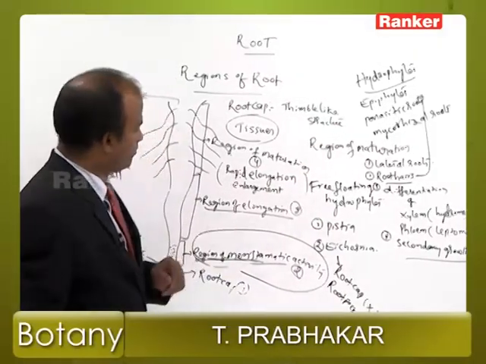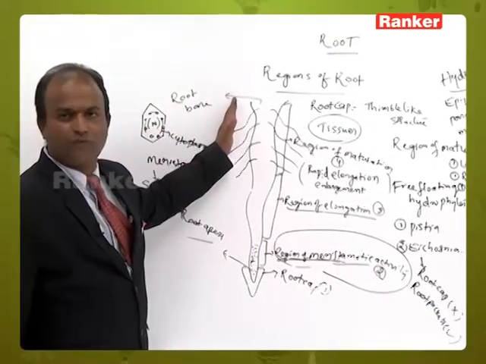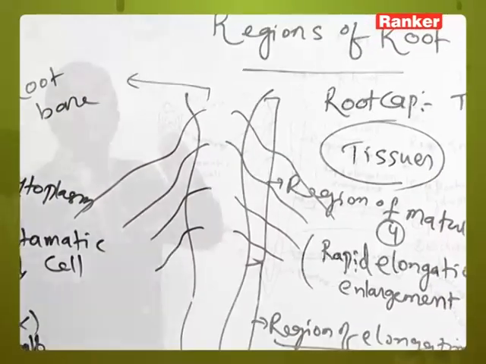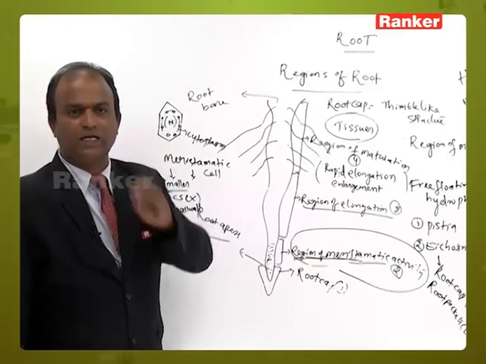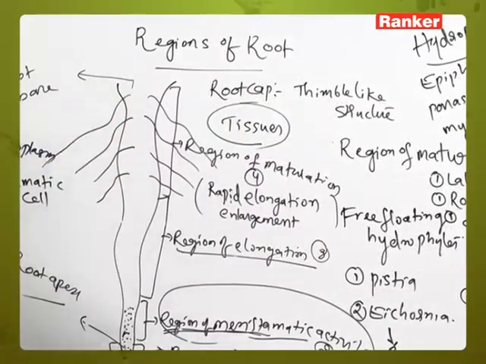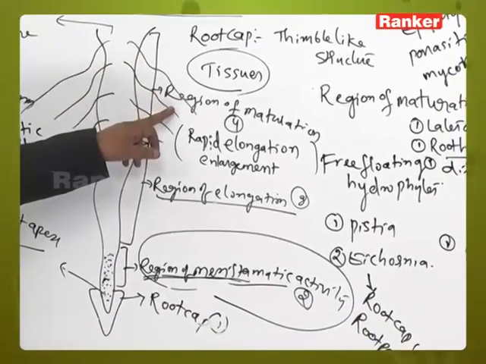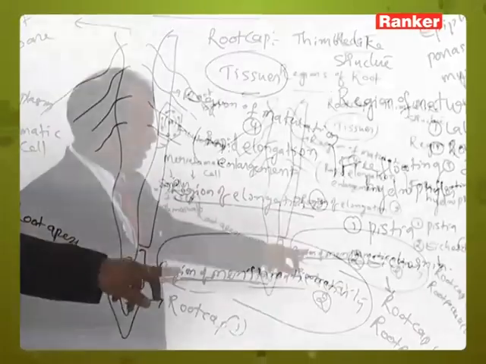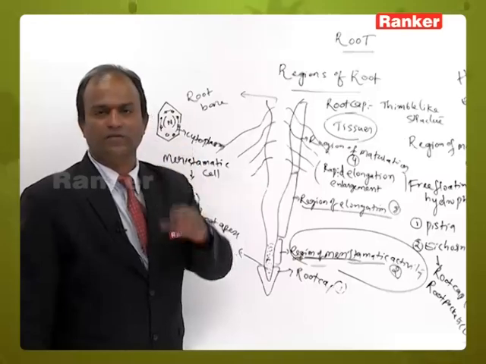Now, what was the EAMCET question I am asking here? Arrange the regions of roots in ascending order, that means from base to apex. The first region is the region of maturation. Second is the region of elongation. And third is the region of meristematic activity.